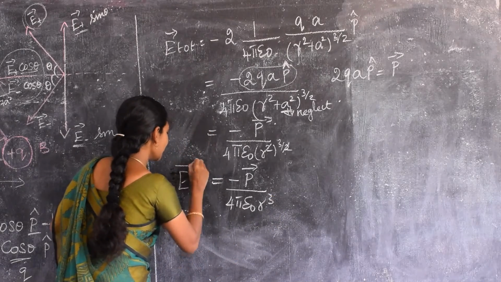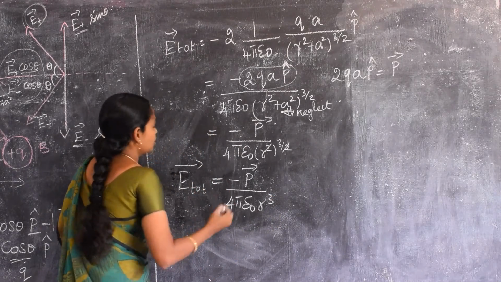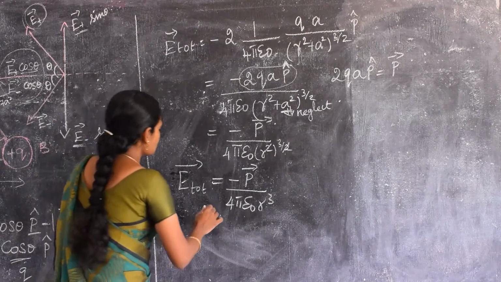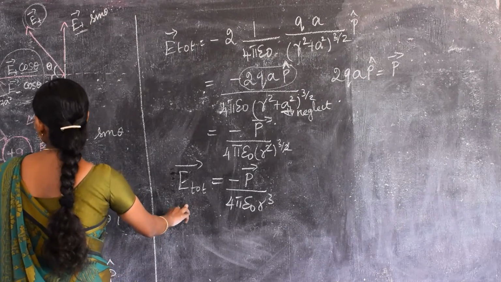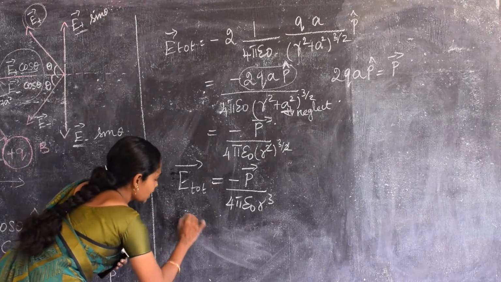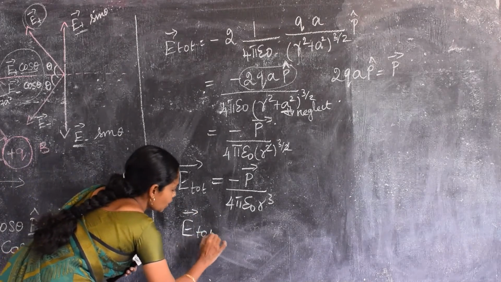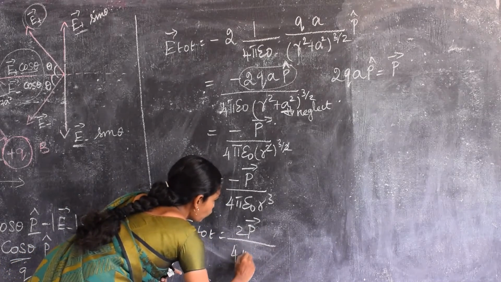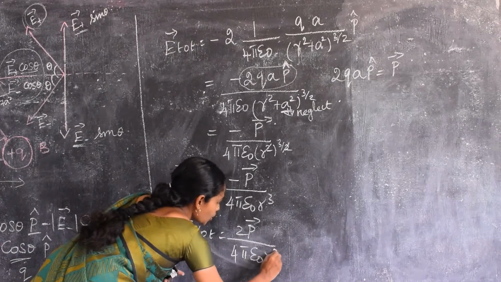This is total electric field at a point on the equatorial plane. So in axial plane, what is the final value? E vector total is equal to 2p vector divided by 4 pi epsilon naught r cube.